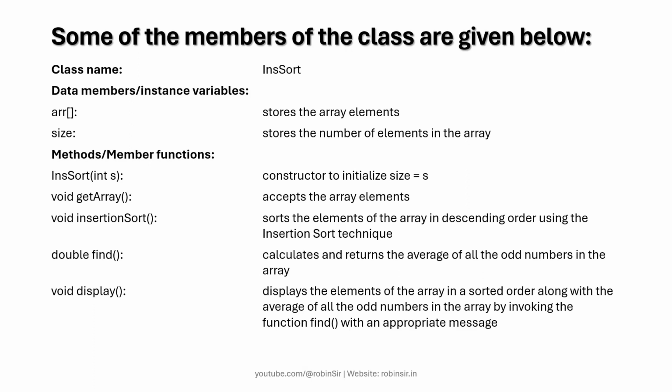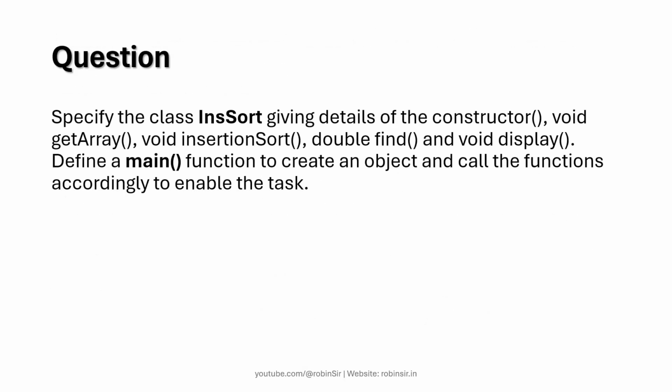The find function calculates and returns the average of all the odd numbers in the array. And the display function displays the elements in sorted order along with the average of odd numbers. And we also need to define a main function to create an object and call the functions accordingly to enable the task. So that's the question. Let's start writing the program.